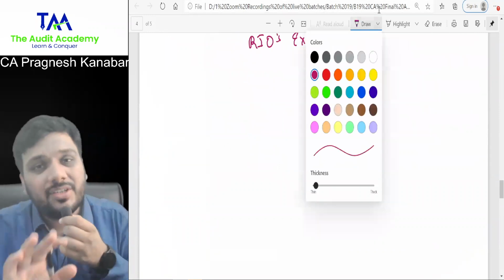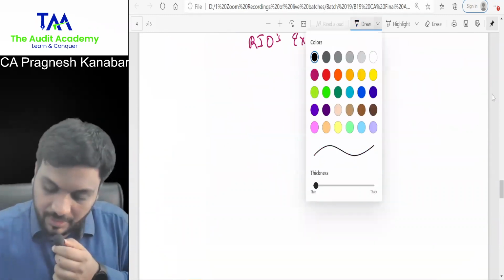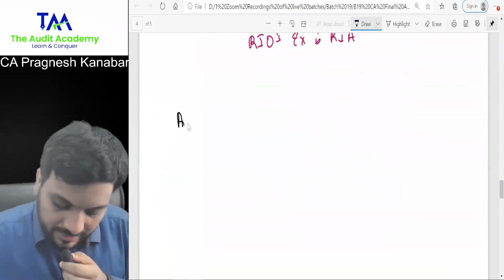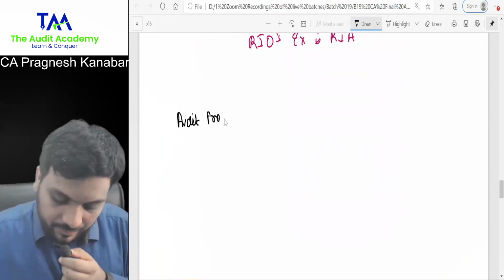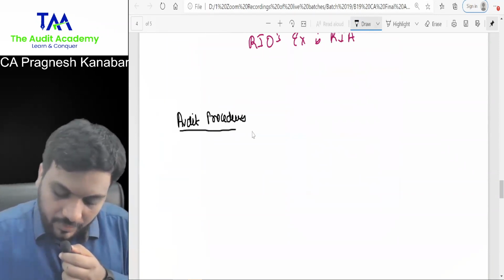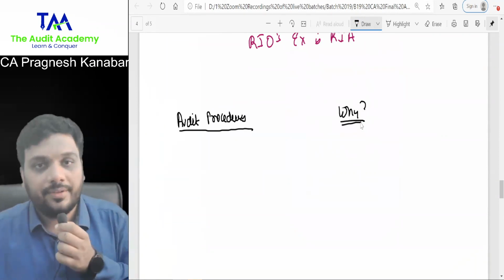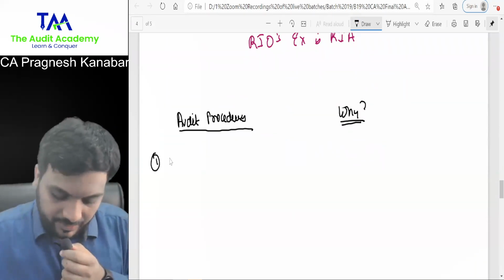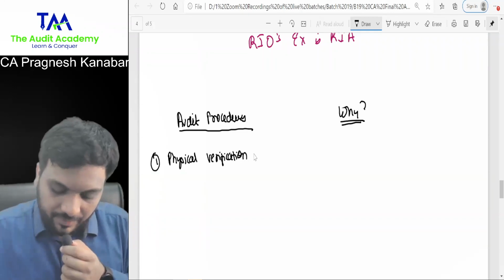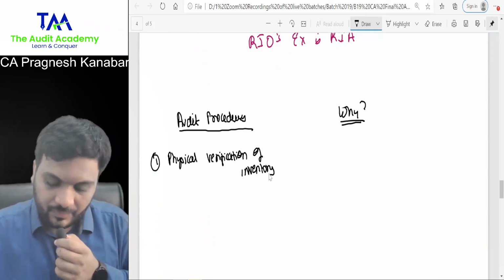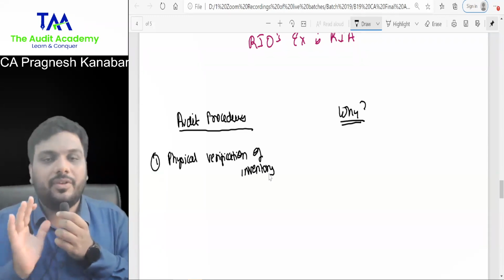Tell me, this is just a rough discussion that I'm doing with you, not to be written in the notes. I am just writing some audit procedures, and you will tell me why I am doing this. First, physical verification of inventory. Why am I doing physical verification of inventory?